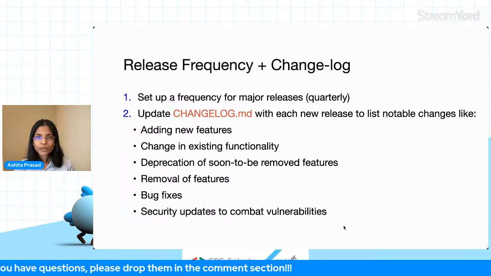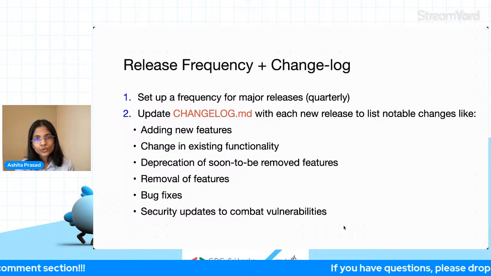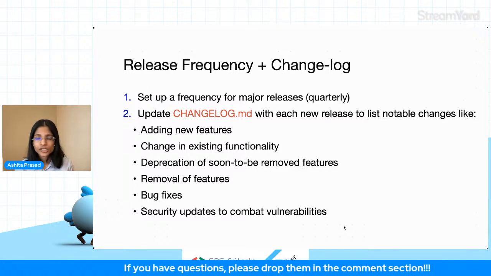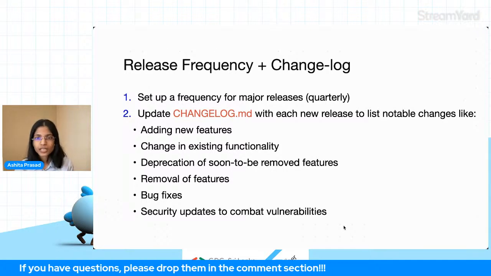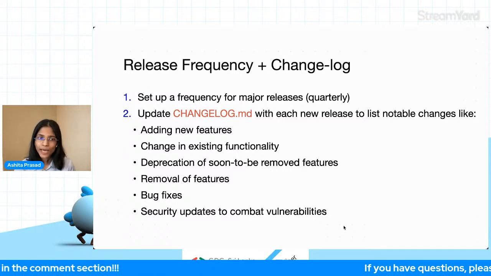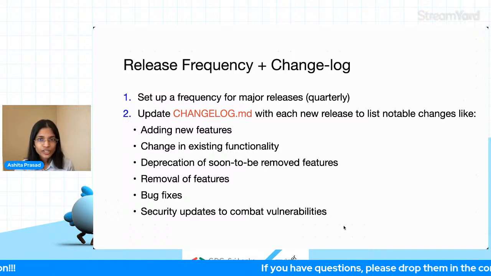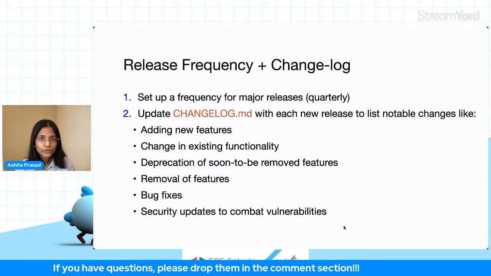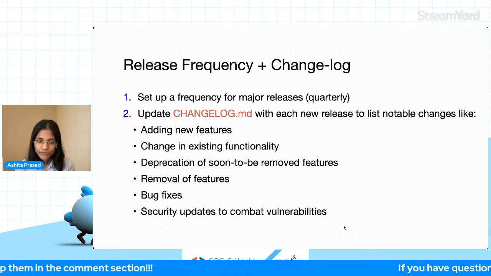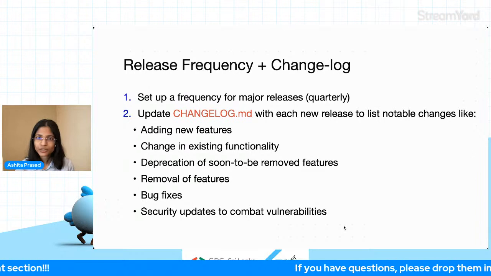You also need to set up a release frequency for your package. Usually, major releases are done every quarter. You need to update your changelog.md with each new release, and you must list all your notable changes: the new features that you have added, what has changed in the existing functionality, what are the soon to be removed features and how you are going to deprecate them, which features you are going to remove completely, what bugs you have fixed, and what security updates you have undertaken to combat any vulnerabilities that might be present.